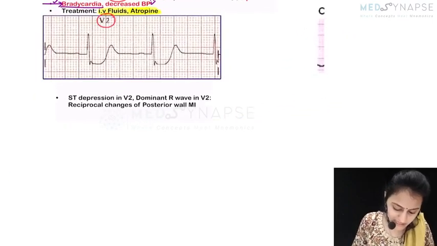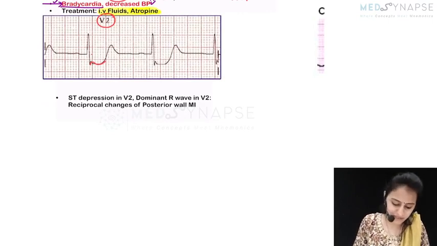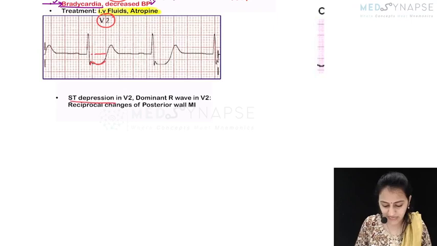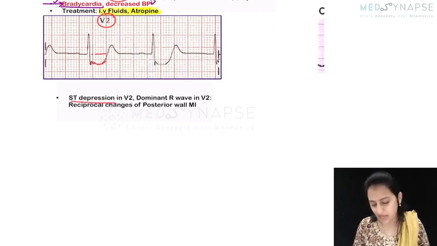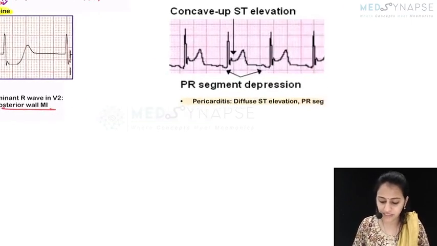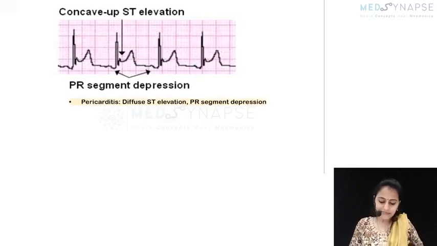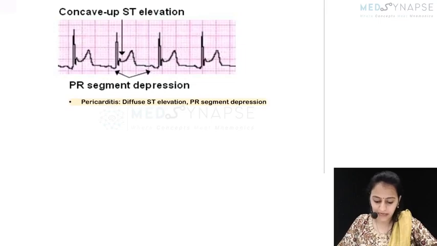This is showing the lead V2, which is showing ST depression with a dominant R wave. This is a reciprocal change of posterior wall MI. This one is MI or pericarditis?